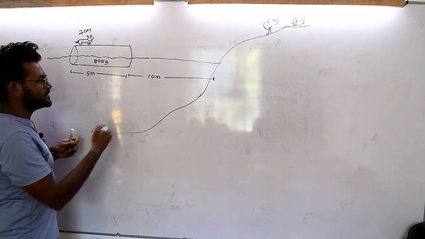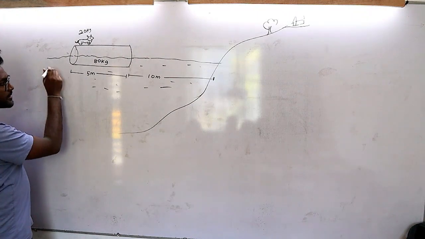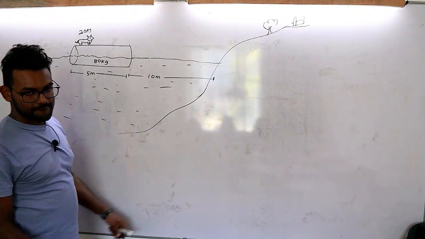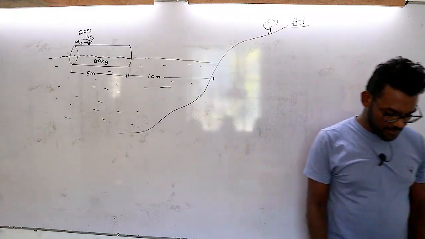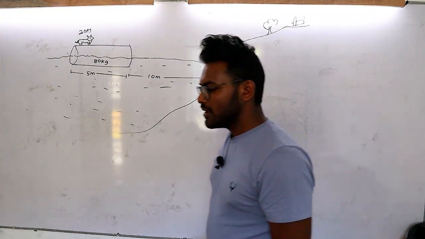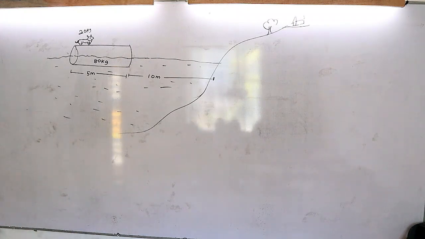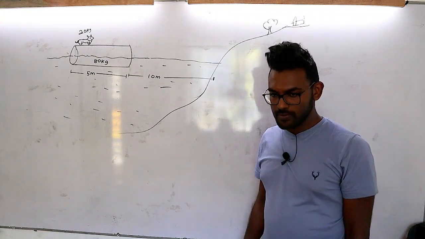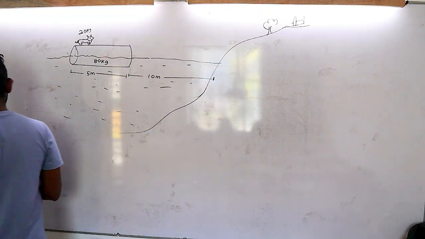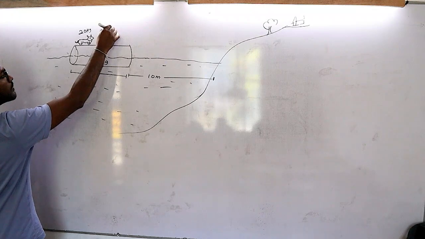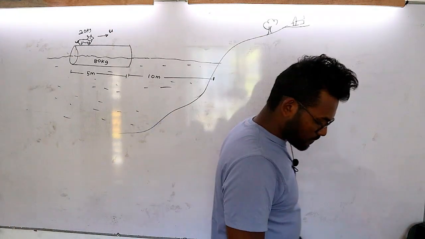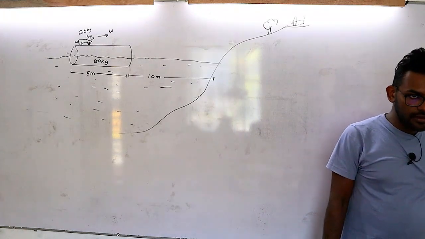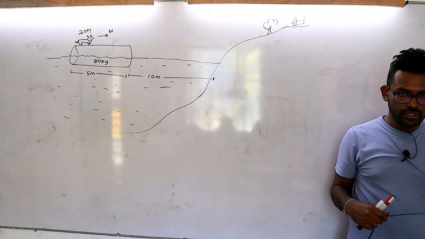Right. Okay. This is the water. The very first part of the question: when the dog starts to run towards the land with a velocity u on the log, find the velocity of the log.